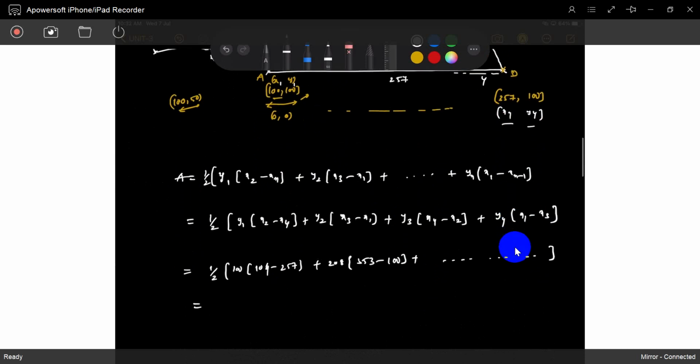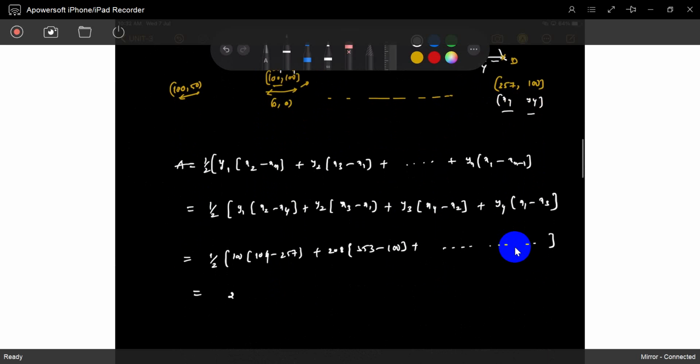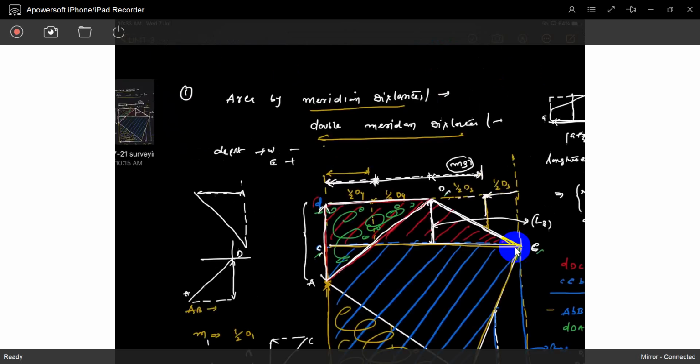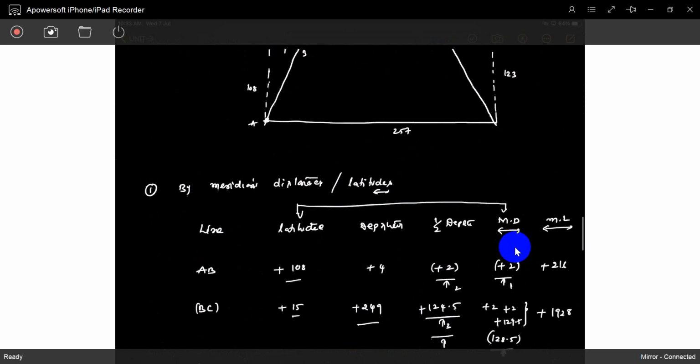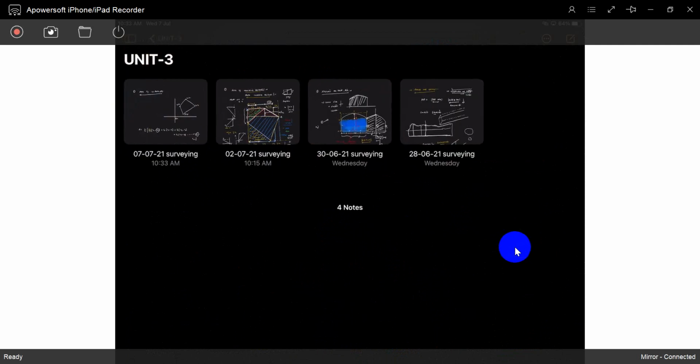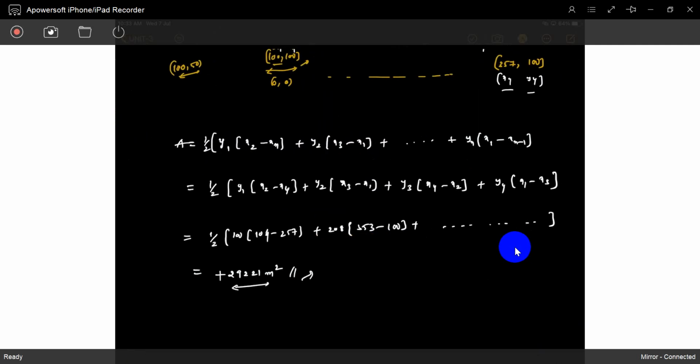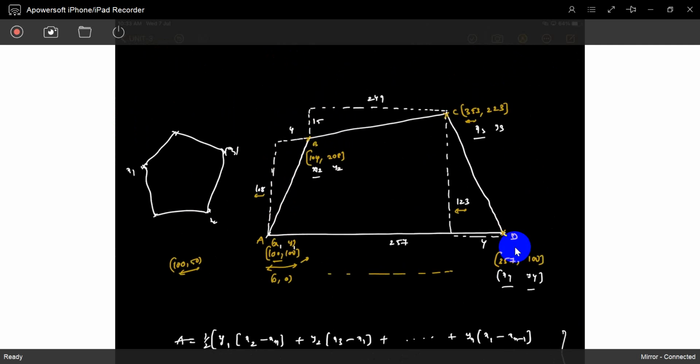So what is the area? If you calculate, this will come to 291 square meters. It may be positive or negative, but there is no negative area, so no problem at all whether we get negative or positive. So that is the area. What did we get yesterday? 221. So the same thing you will get. Understood? So that is by coordinates. If you know the latitudes and departures, you can easily calculate coordinates with reference to one point.